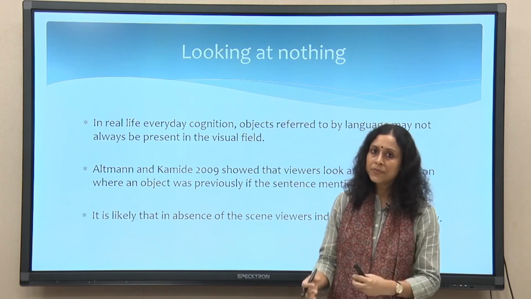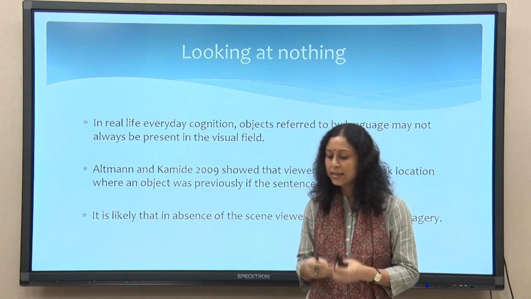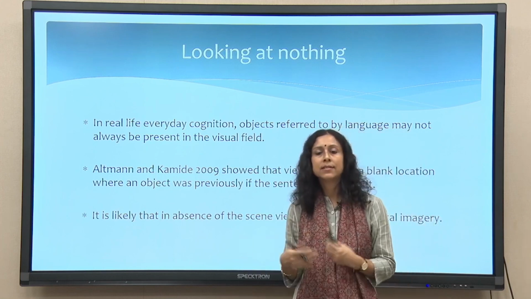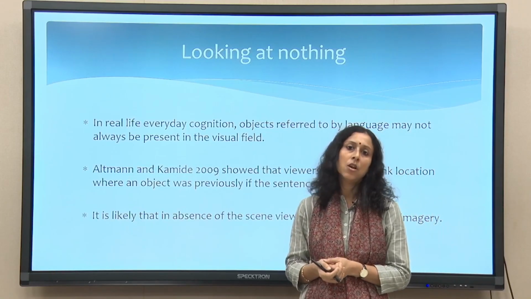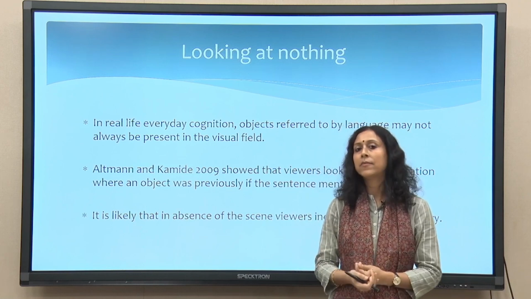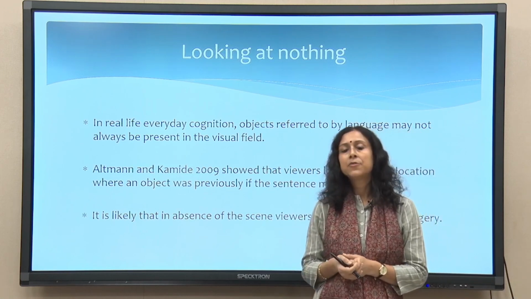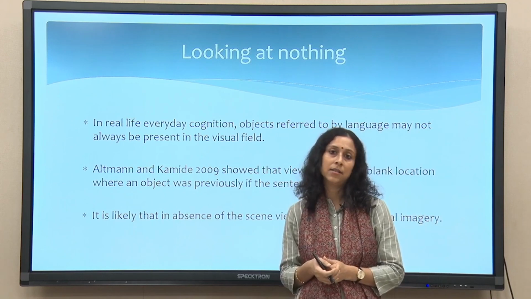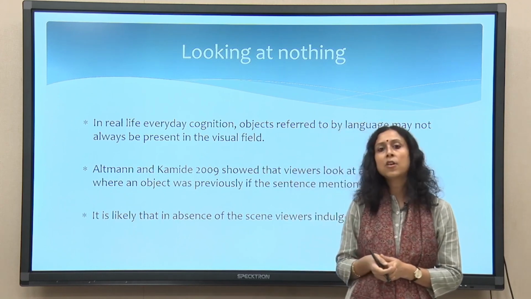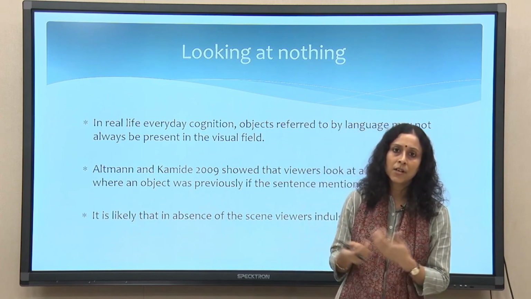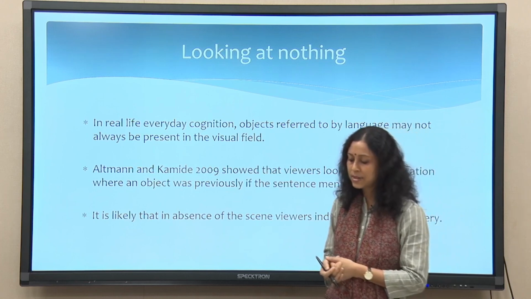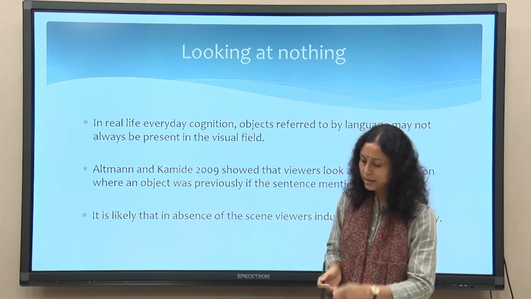So, we have looked at word object mapping, we have looked at anticipatory eye movement, and now let us look at looking at nothing. When there is nothing, we still look at something. In real life everyday cognition, objects referred to by language may not always be present in the visual field. In fact, that is one of the most interesting aspects of human language. We can talk about things that are not present right in front of us. This is one of the differences between human language and the communication system of many other animals. So, we can talk about the Harappan civilization, we can talk about the Mars mission and so forth, none of which is present in front of us.